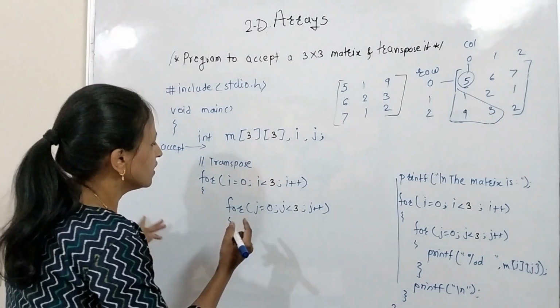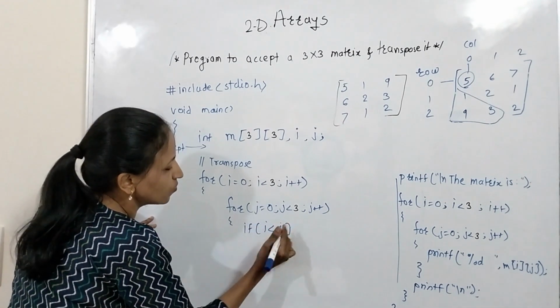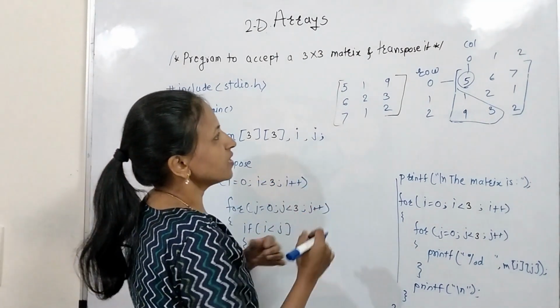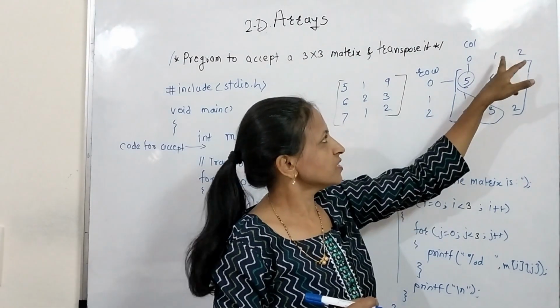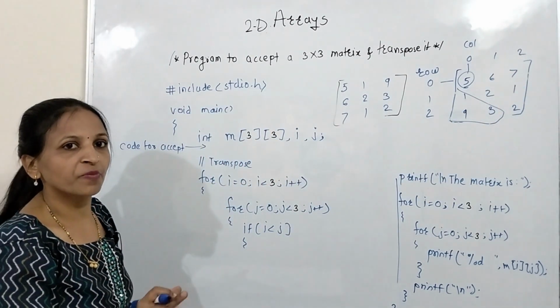See how, here I will write like this: if i is less than j. Okay, if i is less than j, then what should be done here? m of ij should become m of ji, meaning we can use the swapping technique.